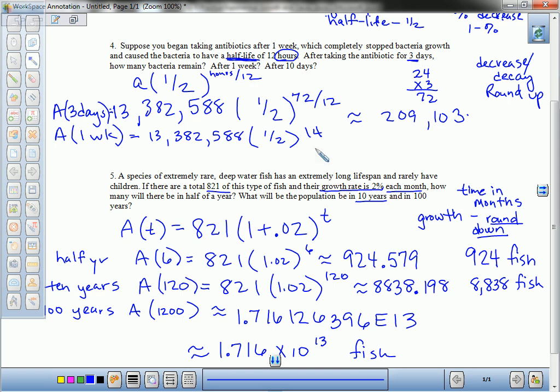All right, so here we do the 13,382,588 times 0.5 raised to the 14th. And we're going to round up.